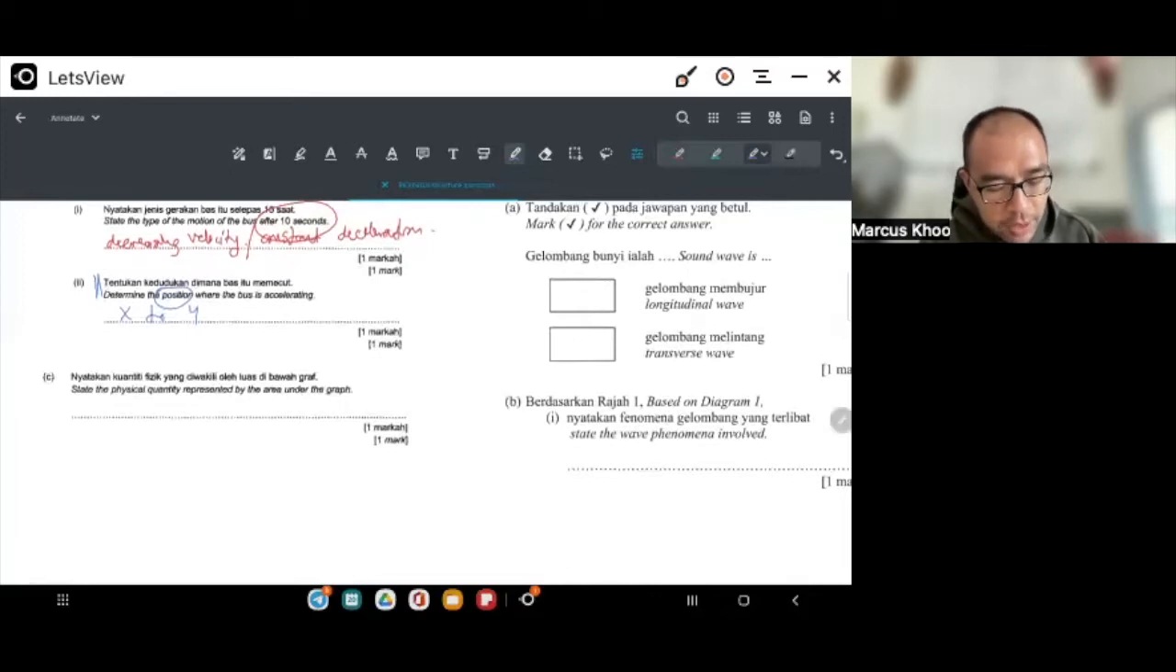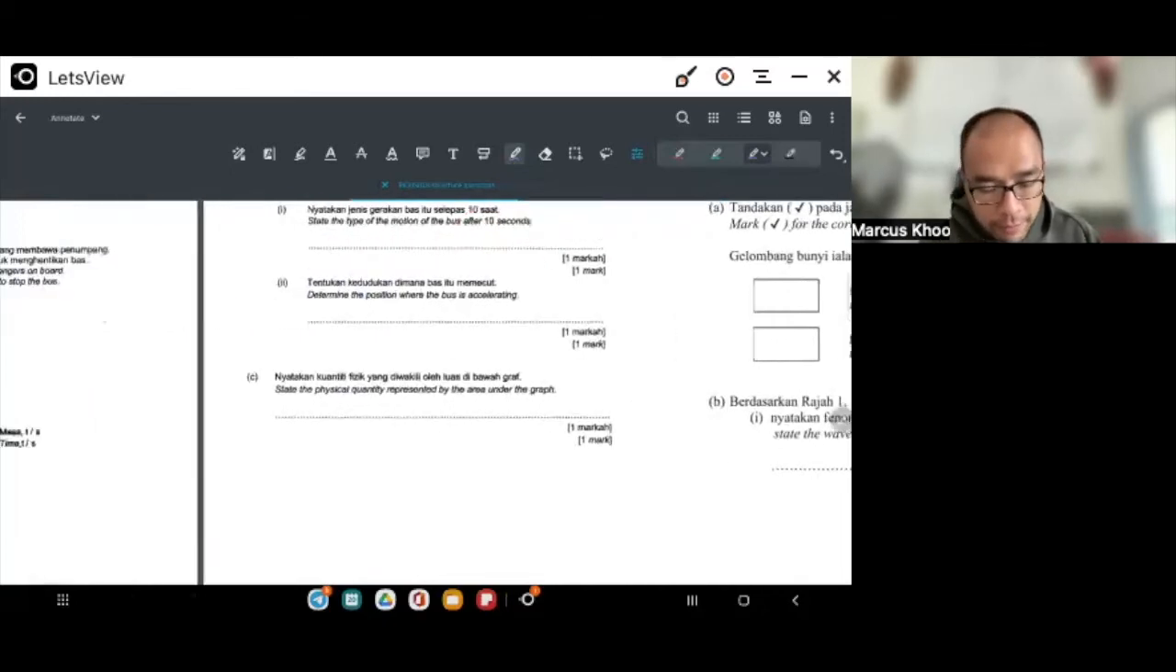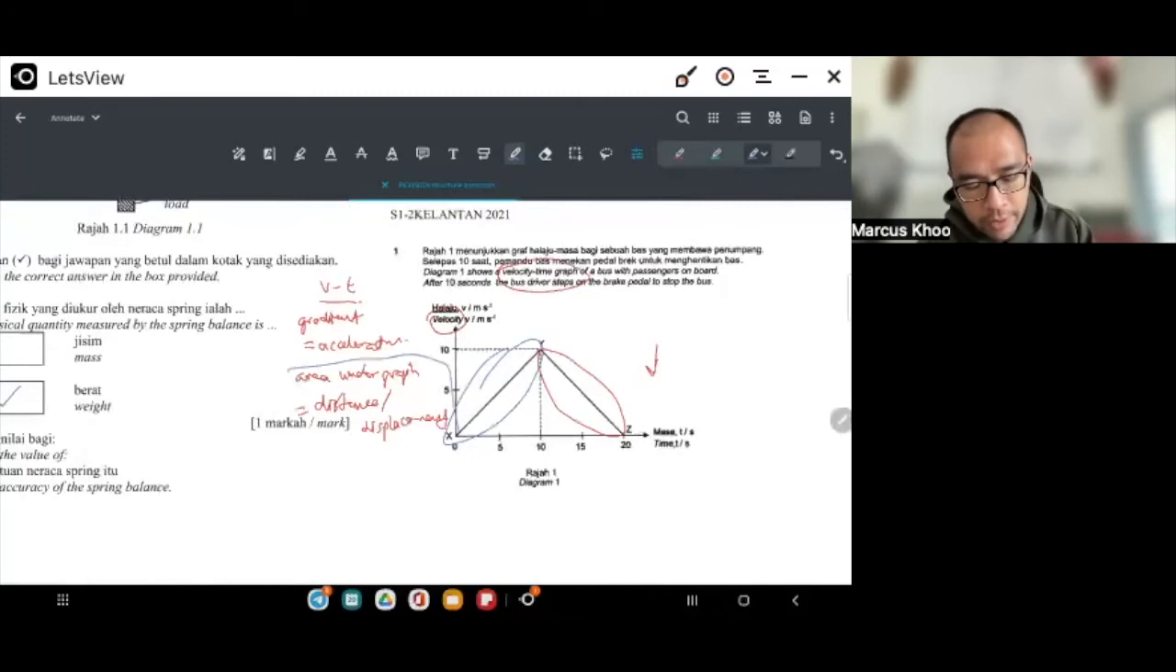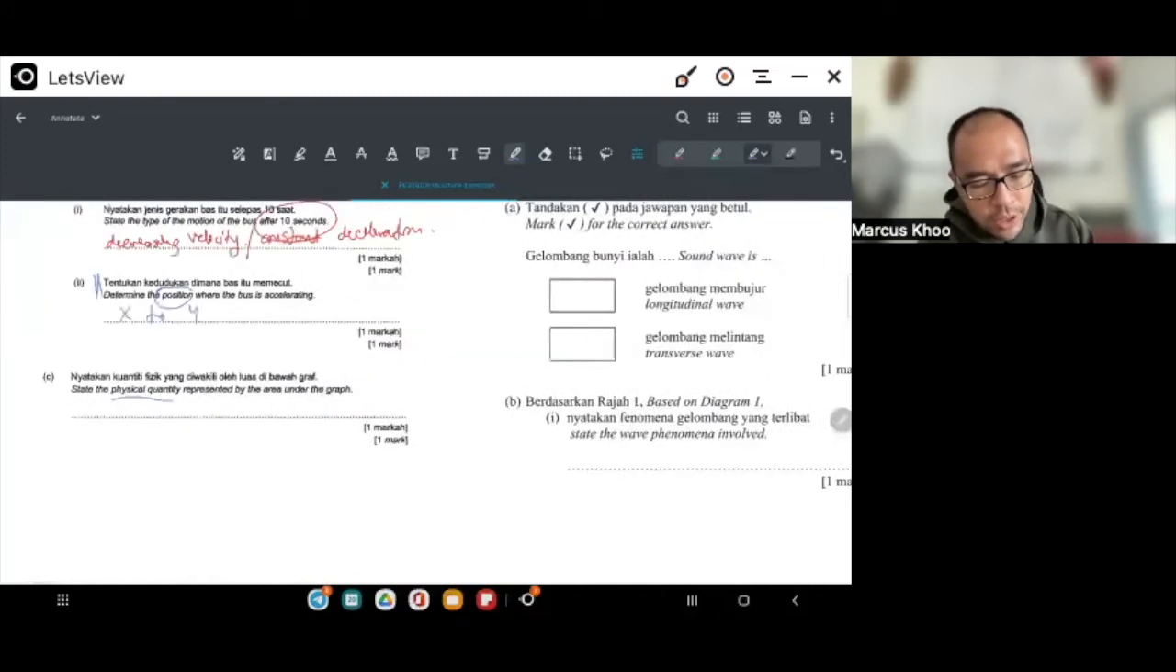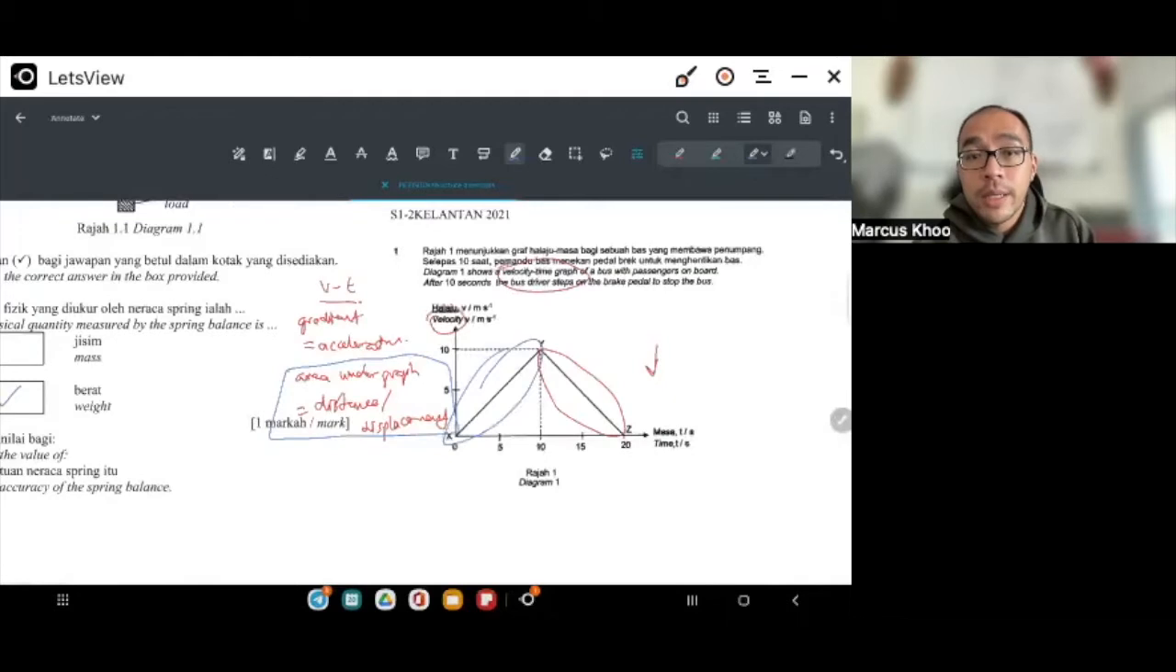Name the physical quantity represented by the area of the graph. As I said just now, the area of the graph represents the distance traveled. This is actually my favorite answer, distance traveled. Or you can also say the displacement if you want, since it is all moving to the right. If you know this graph very well, everything on the top is moving in one direction, so you can say displacement.